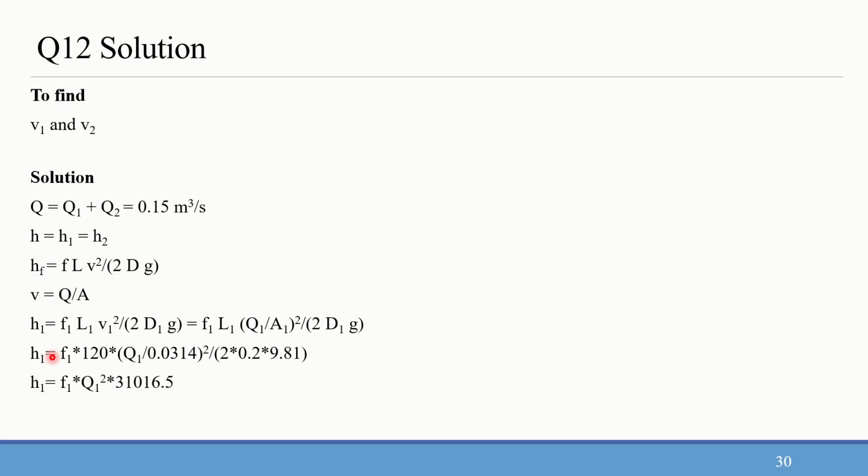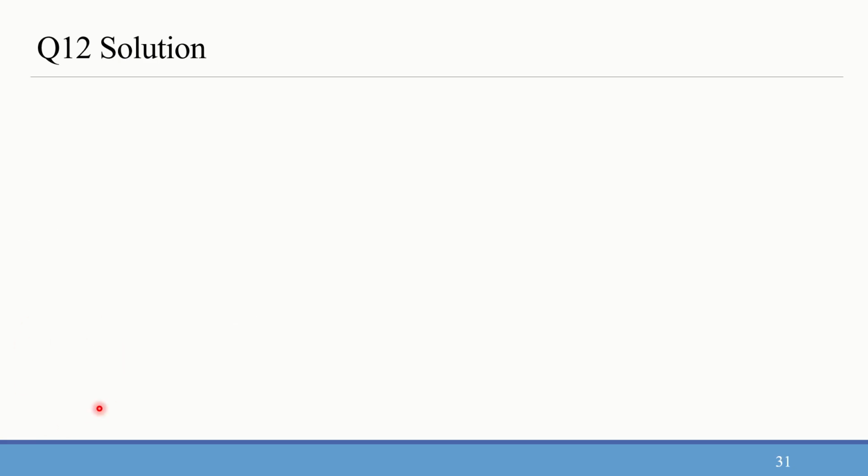So 120 into 1 divided by 0.0314 square, divided by 2, divided by 0.2, divided by 9.81. So it is 31,016.5 into F1 into Q1 square. That is the relation we are getting for H1.